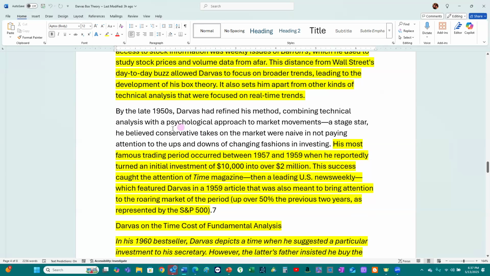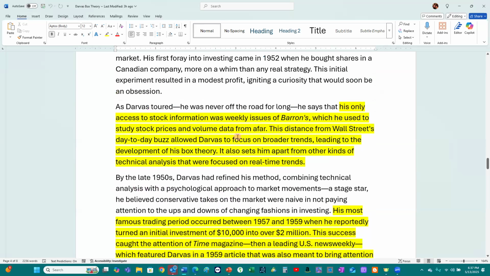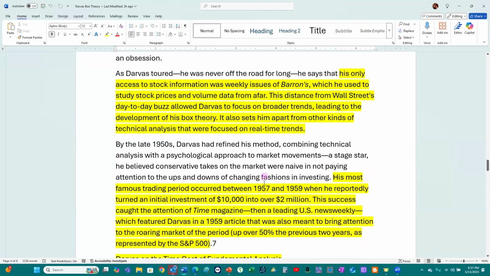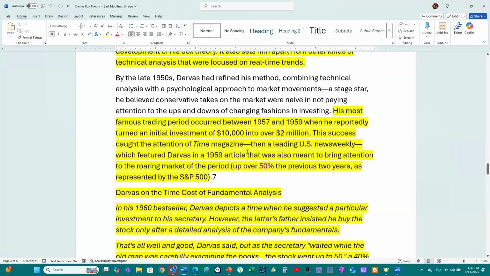Now, he had done all the work and all the study. He started trading way back in 1952. That's when he stumbled into buying shares of a Canadian company. This is what the nightclub owner gave him. So that was 1952. So for 5 years, he studied all of the charts, started identifying what looked like a good chart. So when the bull market began, he was ready to take advantage of it.